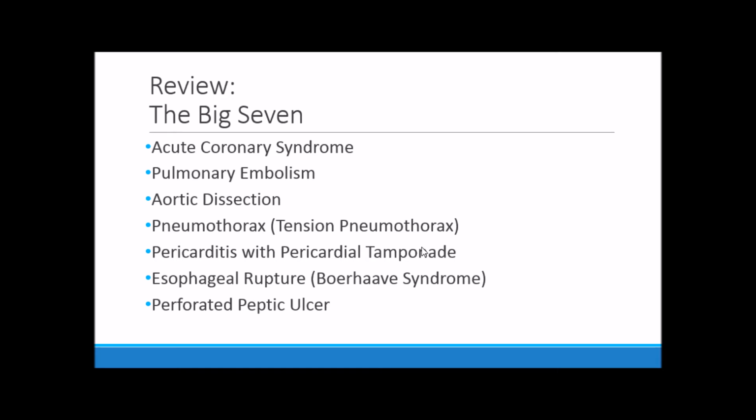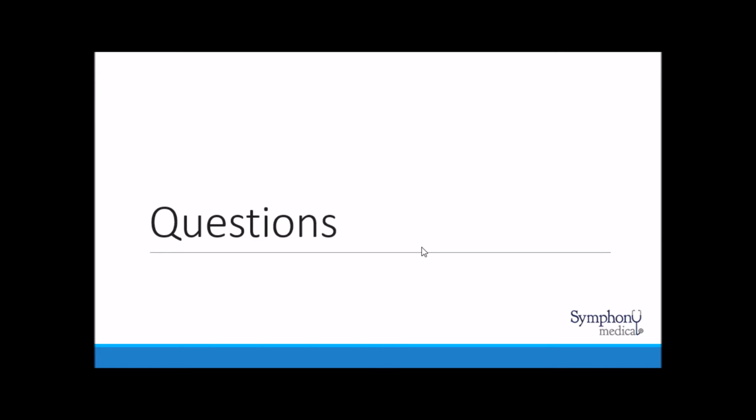How do you rule these out? On the basis of a history, physical exam, ancillary studies, and in some cases, clinical decision-making rules. Okay? Once you've either ruled it in or ruled it out and made a diagnosis, you begin treatment. Okay? Questions? All righty. We're done early today.